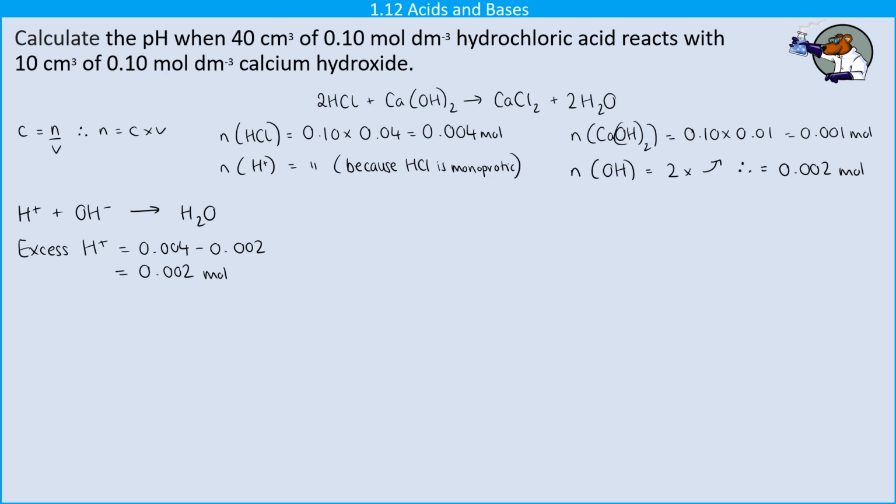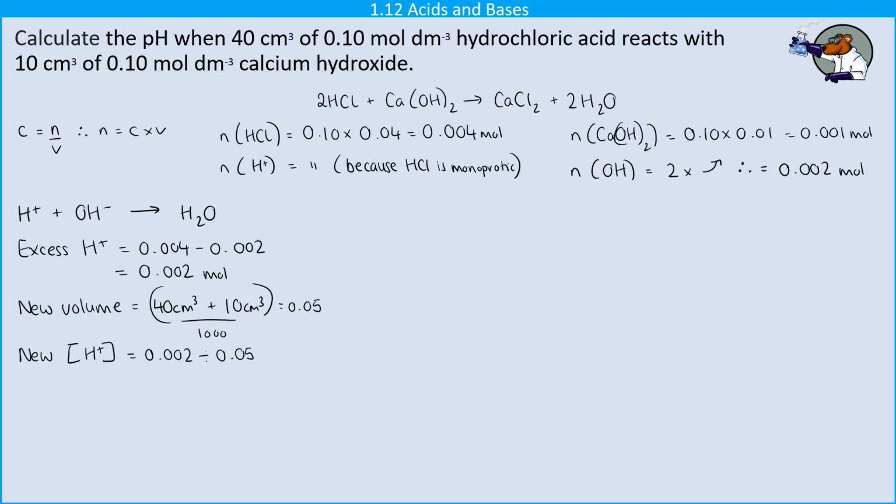Now, it's really important at this stage that you remember that we don't want the moles of hydrogen ions, we want the concentration in order to be able to work out pH. So for that, we need a volume, but it needs to be our new volume because we've added together these two solutions. So my new volume is going to be 40 plus 10 divided by 1,000 because it needs to be in decimeters cubed. So that's 0.05 decimeters cubed. So therefore my new concentration of hydrogen ions is 0.002 divided by 0.05, which gives me 0.04 moles per decimeter cubed.